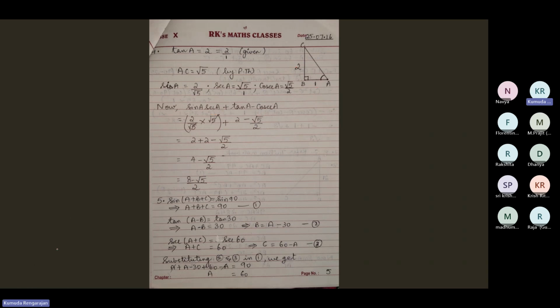Sine A is opposite by hypotenuse. Secant A is hypotenuse by adjacent. Tan A is opposite by adjacent. Cosecant is hypotenuse by opposite. Using the definitions and using the triangle, find all this, substitute and evaluate.